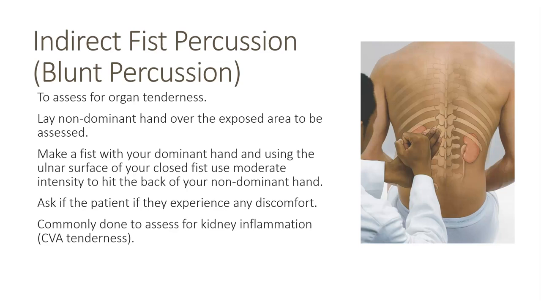So again, typically this is to assess for kidney inflammation. Typically it's pyelonephritis or an infection of the kidney. So CVA stands for costovertebral angle tenderness. So that angle of the vertebral column and the ribs there, right here. I don't know if you can see that. But that's where you would perform this, and it will elicit pain if the patient does have kidney inflammation.